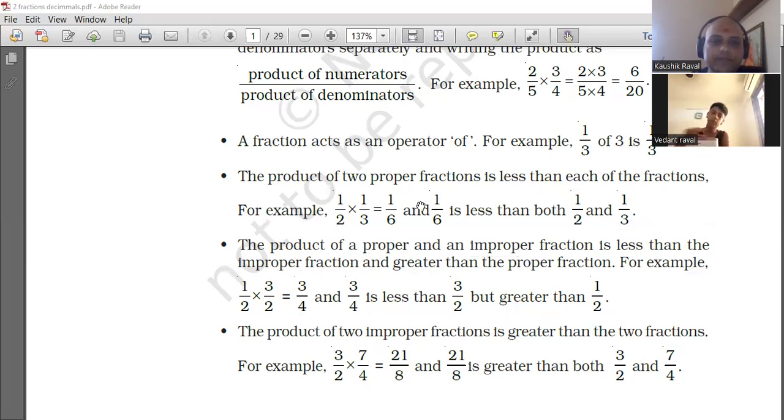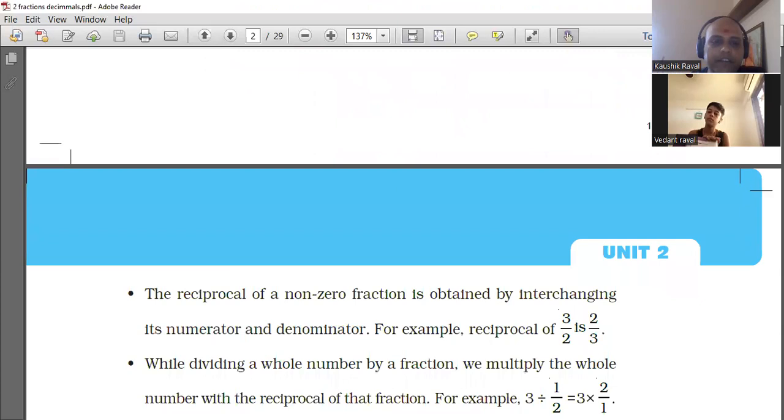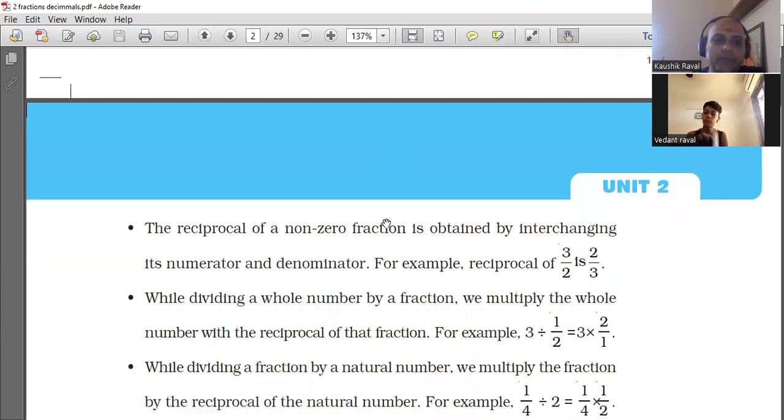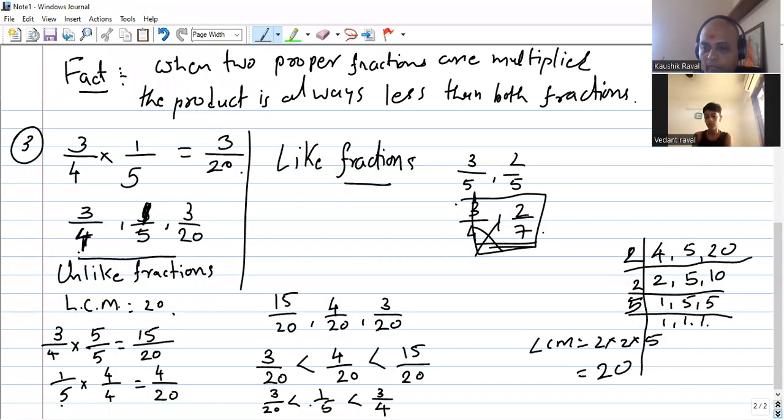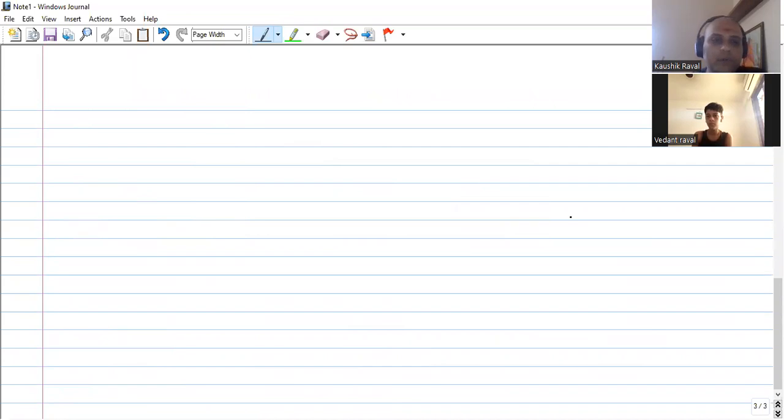Right. Then there are some more facts. This is reciprocal. Reciprocal of a fraction.